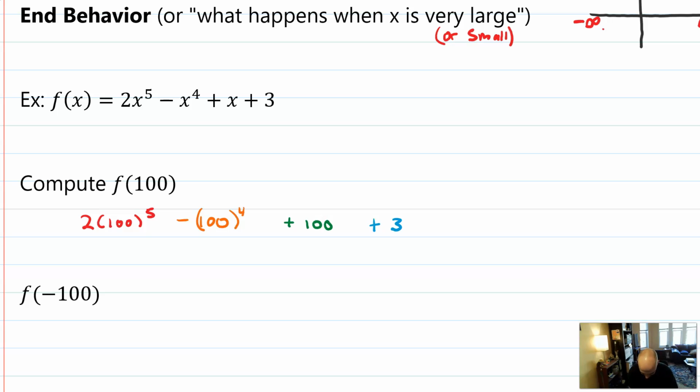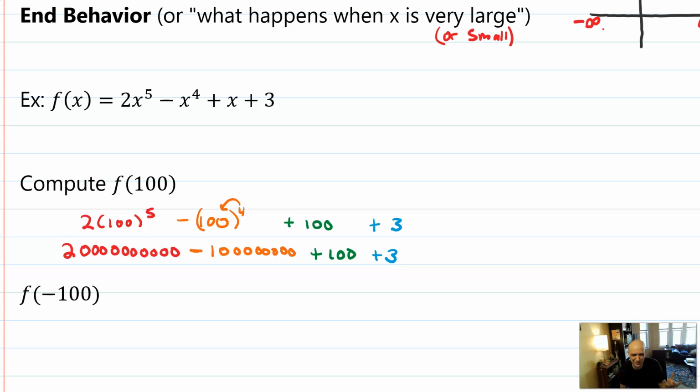100 to the fifth will have 10 zeros. So this is going to be 2 with 10 zeros: 3, 4, 5, 6, 7, 8, 9, 10. That's a pretty big number. Now this thing is going to be pretty big too, but it's only going to have 8 zeros. So I have this 2, whatever that is, minus something with 8 zeros: 1, 2, 3, 4, 5, 6, 7, 8. And then to this, whatever colossal number this is, I'm adding 100, and I'm adding 3.